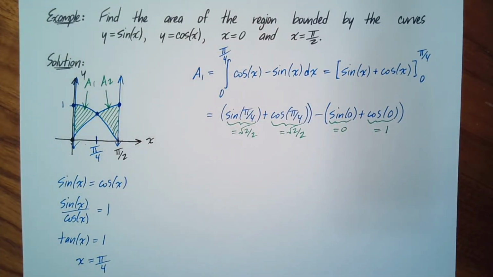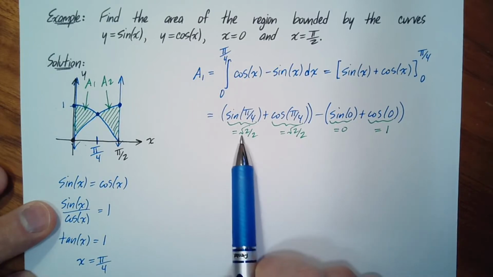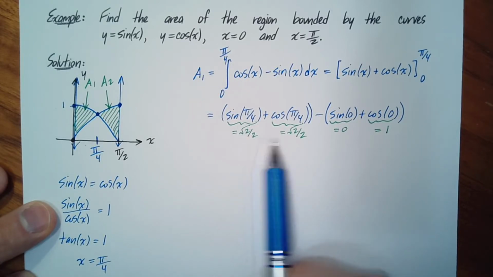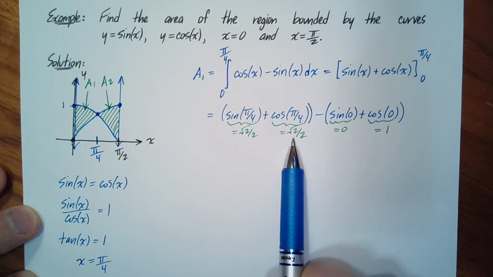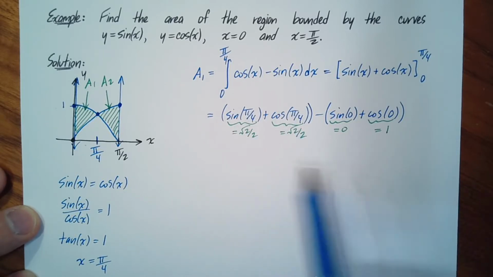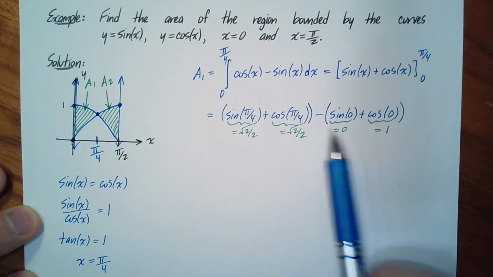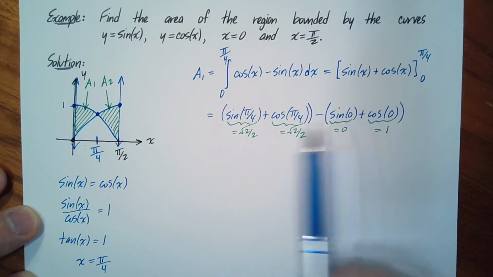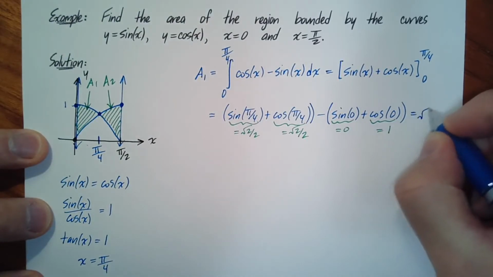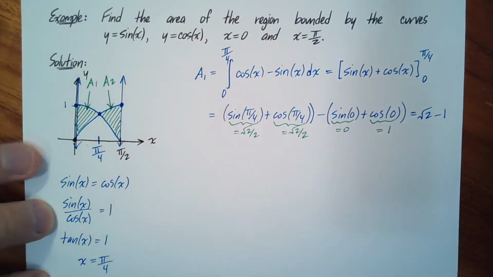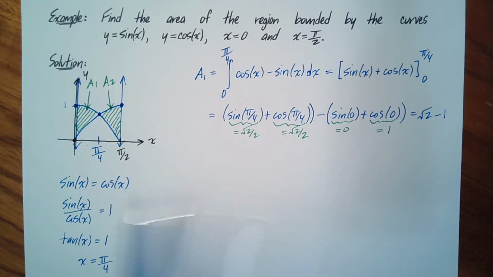So if you put all that together, you have root 2 over 2 plus root 2 over 2. So you've got half of a root 2 here and another half of a root 2 here. If you add those together, you're going to get the square root of 2. And then here you have minus 0 plus 1. So you've got square root of 2 minus 1. That's what this works out to be. So root 2 minus 1. That's what we get for A1.